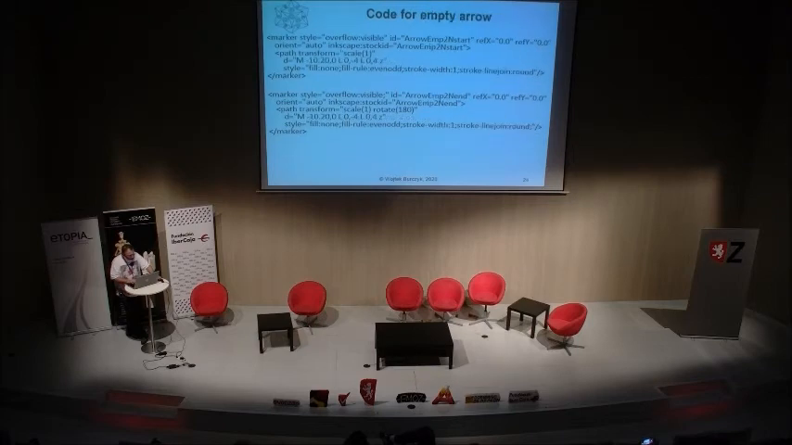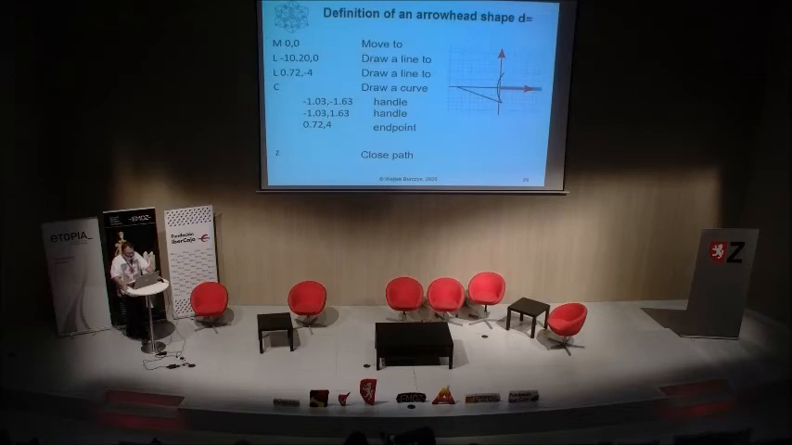And there is a code for the empty arrow, but what does it mean? In this code, we have some kind of turtle graphics. So first is move. Our M means move to the specific point, 0, 0.